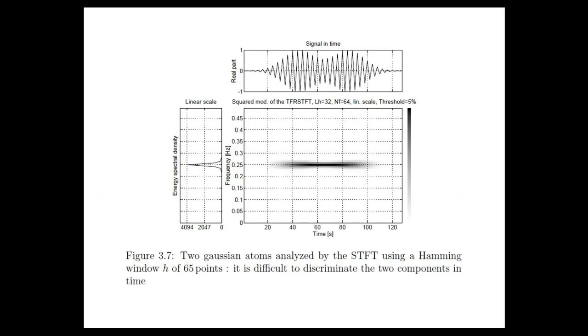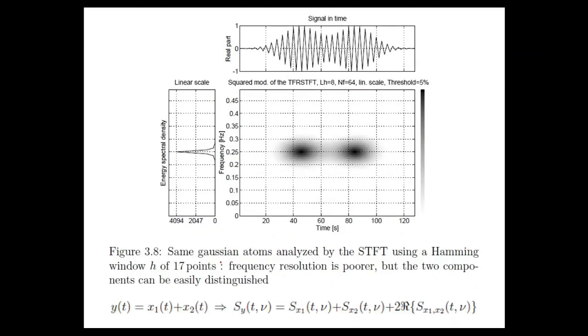Then these are again some examples where you have two atoms, meaning two signal pulses which are conjoined, and if you perform the STFT using a window length of 65, you get something like this. When you decrease the window length further to 17, you can see there are two pulses, you can make them out. Okay.